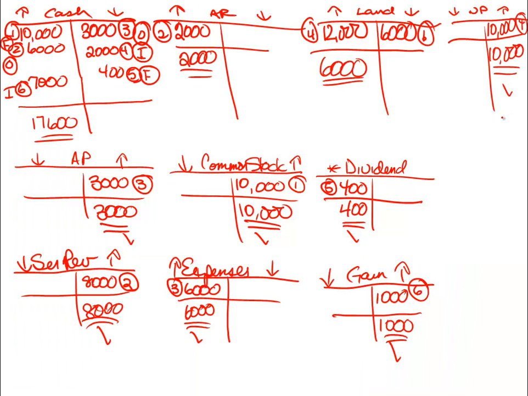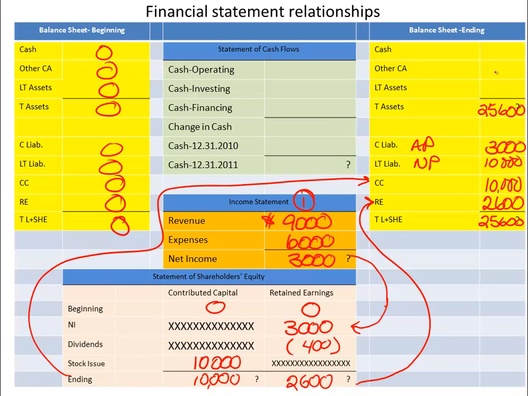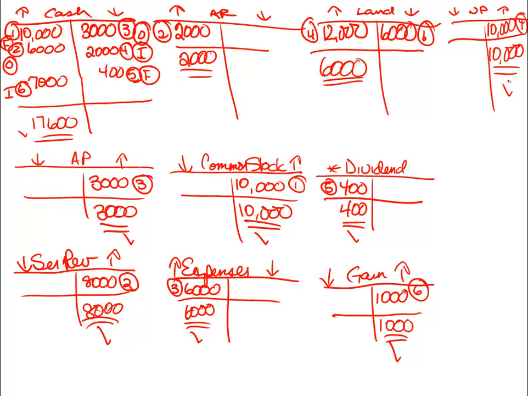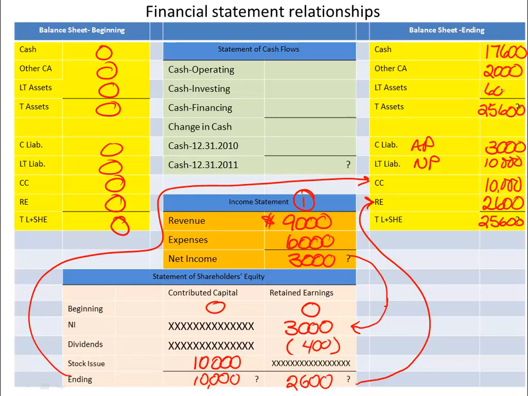Well, let's make sure. Cash is a current asset of $17,600. We have another current asset of $2,000. We also had land, which is a long-term asset, of $6,000. So if I add $17,600 plus $2,000 plus $6,000, guess what? We also get $25,600.